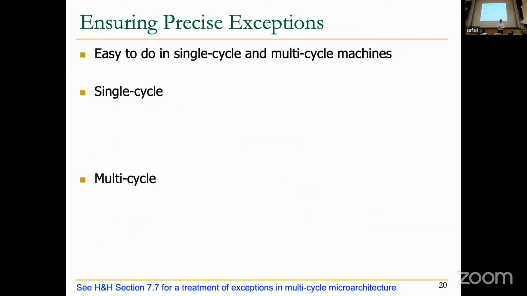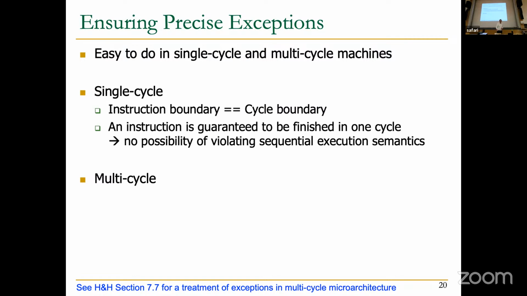Okay, so now the question is basically, this is a good thing. We want precise exceptions. How do we ensure it? How do we make sure this works in different types of machines? We're going to take a look at single cycle and multi-cycle relatively quickly, and then we're going to talk more about pipeline. In a single cycle machine, instruction boundary is the same as cycle boundary, so the problem doesn't exist, if you will. An instruction is guaranteed to finish in one cycle, so there's no possibility of violating sequential execution semantics. Because one instruction is finished, the other instruction doesn't get started before the previous instruction finished. So there's no problem here.